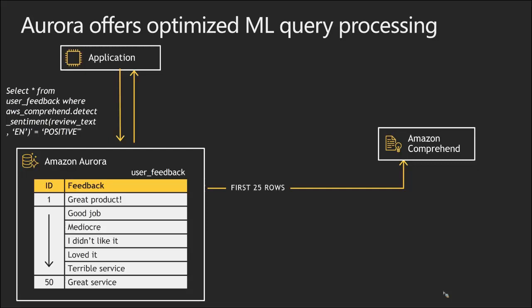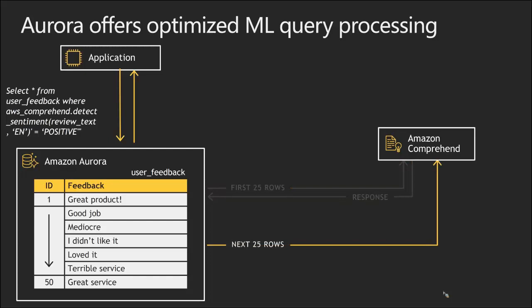And while Comprehend is working on that, which could take a few milliseconds or however long it takes, your database could go on and do other things. It could handle other queries or whatever it needs to do. And once the response is back, it's ready to pass it back to the application. If you had 50 rows in the table, then the application would wait for the query to come back while the Aurora database is sending batches of 25 rows at a time.